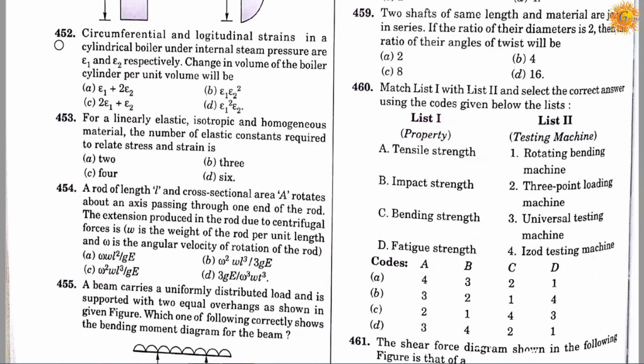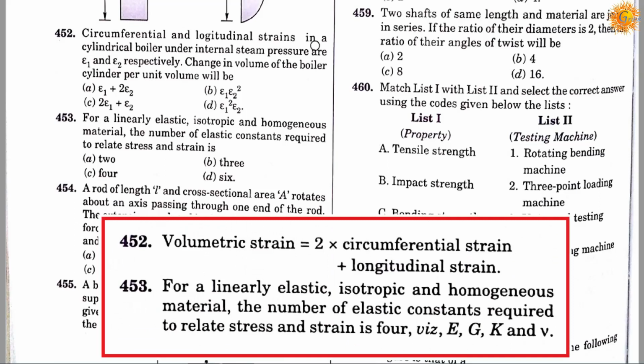Question number 452. Circumferential and longitudinal strains in a cylindrical boiler under internal steam pressure are epsilon 1 and epsilon 2 respectively. Change in volume of the boiler cylinder per unit volume will be option A epsilon 1 plus 2 epsilon 2, option B epsilon 1 epsilon 2 square, option C is 2 epsilon 1 plus epsilon 2, and option D is epsilon 1 square dot epsilon 2. Correct answer is C, it will be 2 epsilon 1 plus epsilon 2.